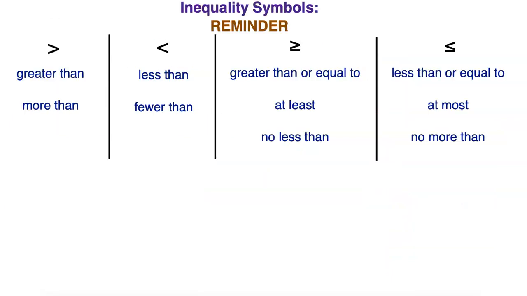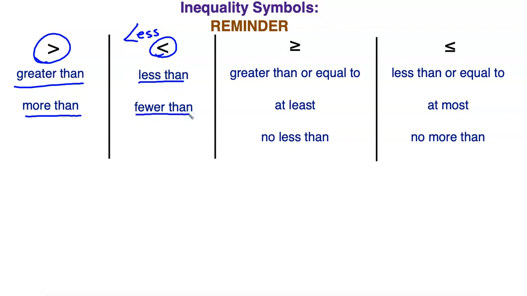With inequalities, we have similar things. This represents greater than. It also represents more than. So if you see the words more than, it really means greater than. Less than looks like the letter L. If that helps you remember that that's less than, it also can mean fewer than.